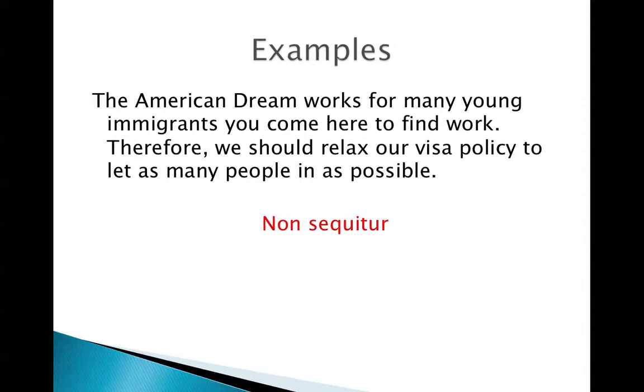This is a non sequitur, meaning the conclusion, the second part of the statement, does not necessarily follow from the first, or the premise. Okay, so the first part of this statement may actually be true. Many young immigrants do come here to find work. This does not necessarily mean that we should relax our visa policy so that as many people as possible can come in. This could create some security concerns. It could create a backlog in visa applications. It could really disrupt the visa application and immigration process. So the conclusion does not follow from the premise.